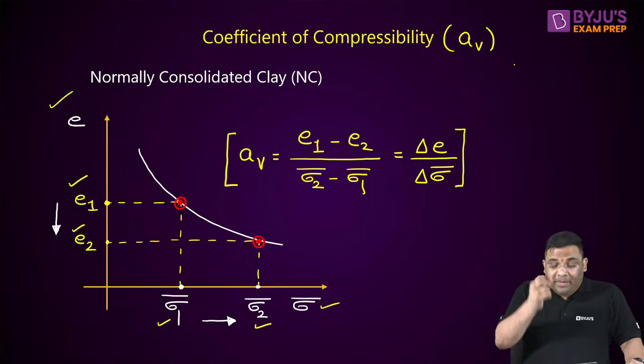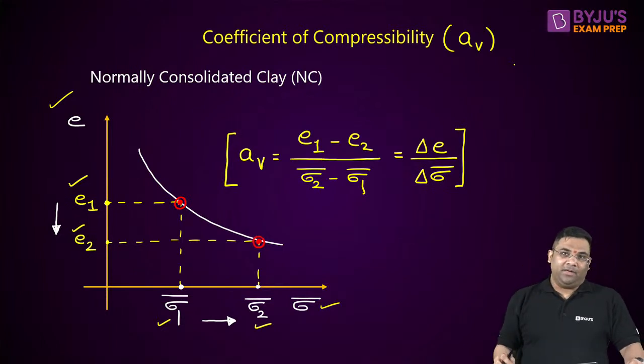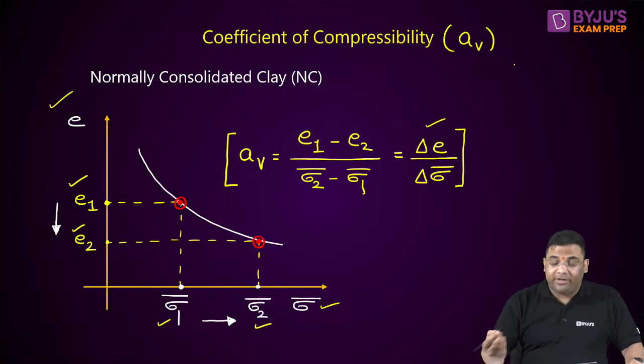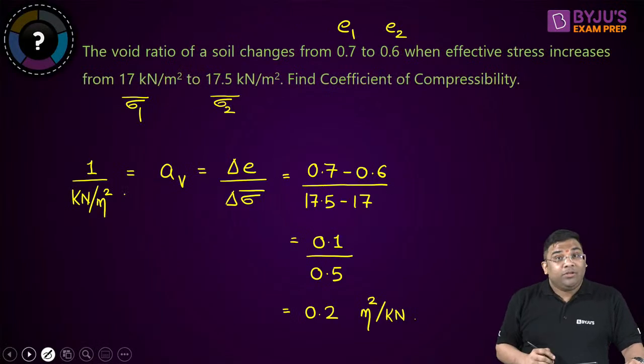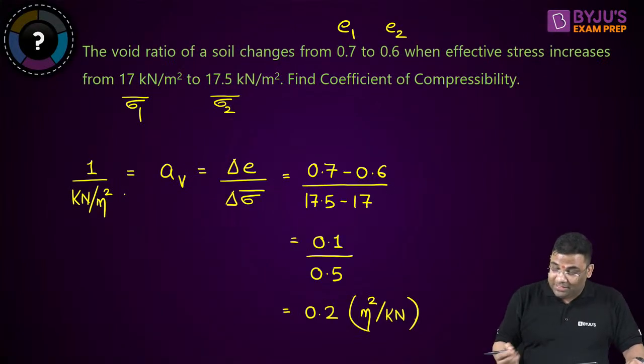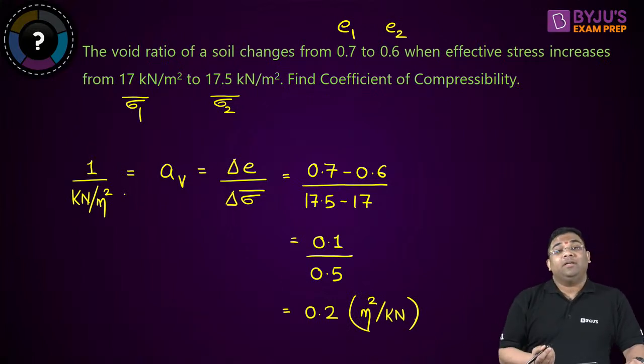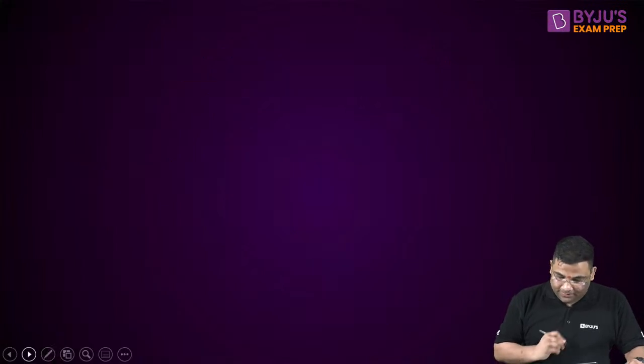Then they can ask you the basic definition of coefficient of compressibility. What is the basic definition of coefficient of compressibility? That is the change in void ratio by change in effective stress. Then they can ask you the unit. Unit is how much? Meter square per kilonewton, right? And they can ask a very simple numerical like this. Okay, very good. Let us see the next term.